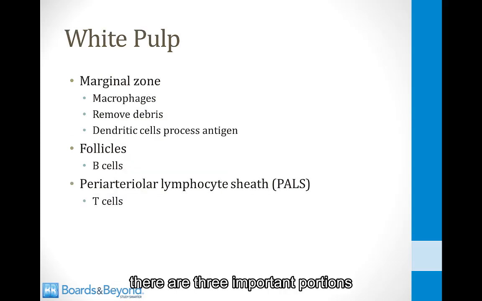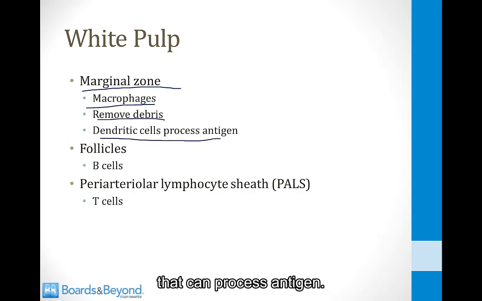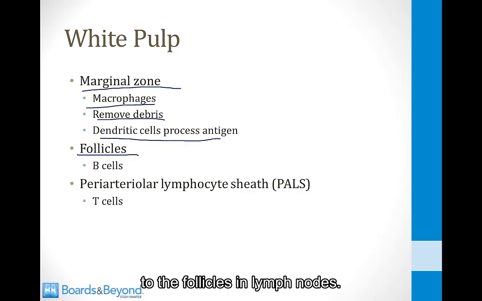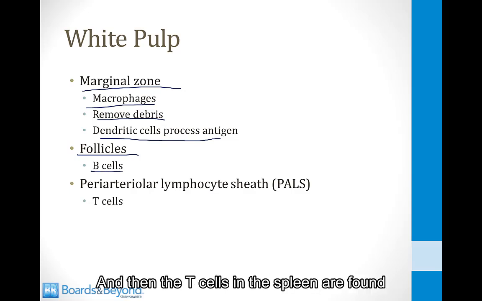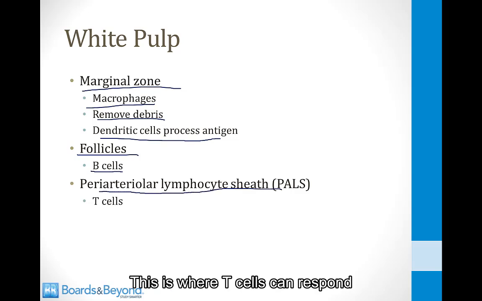As I mentioned to you before, there are three important portions of the white pulp to know about. The first is the marginal zone. This contains macrophages, which remove debris. There are also some dendritic cells here that can process antigen. The follicles in the spleen are very similar to the follicles in lymph nodes. They contain B cells. And then the T cells in the spleen are found in those periarteriolar lymphocyte sheaths. This is where T cells can respond to antigens present in the blood.